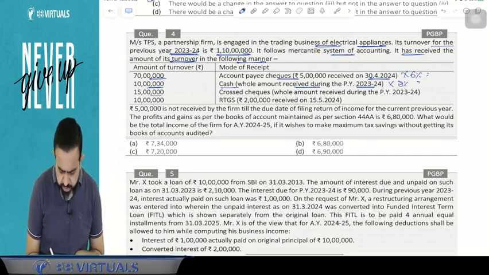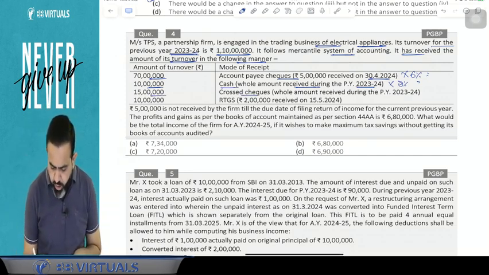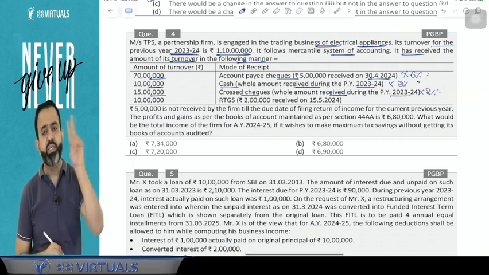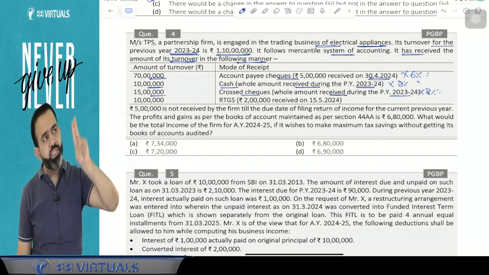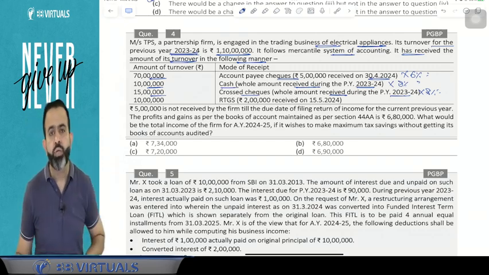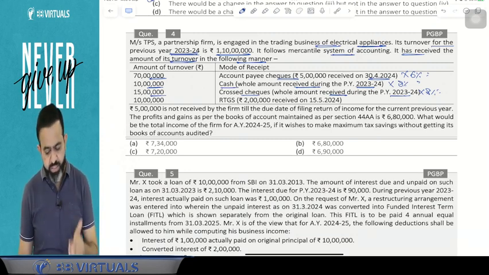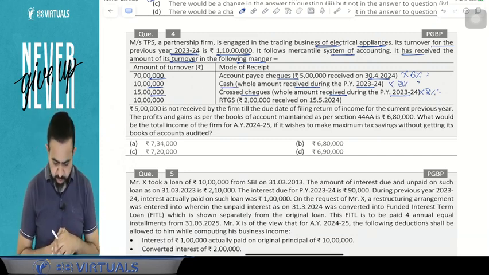Now 15 lakh rupees they received by cheque, the whole amount received during 23-24. So for this cheque, there is 8%, because only if it is an account payee cheque, account payee demand draft, or any mode of electronic clearing system, and you receive it up to the due date of return filing, then there will be 6%. Otherwise 8% is your PGBP income.